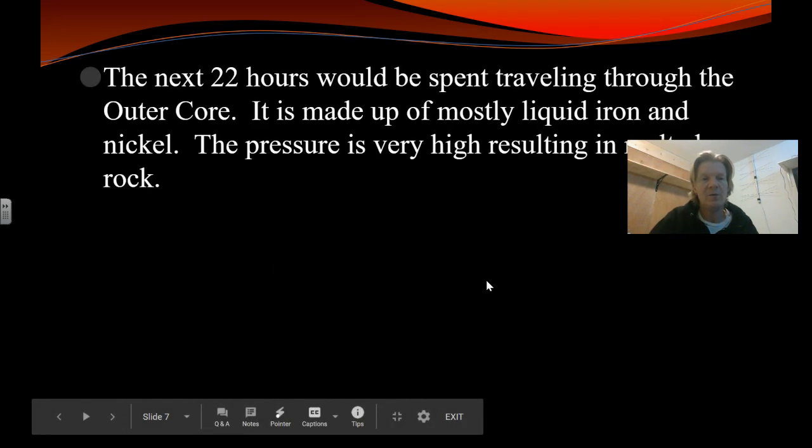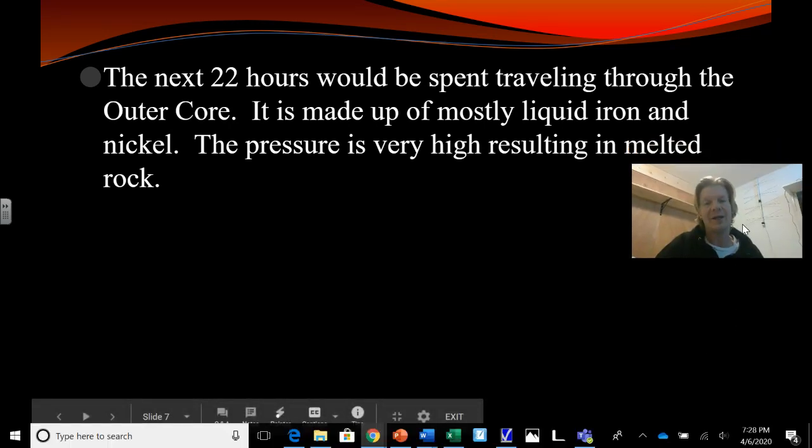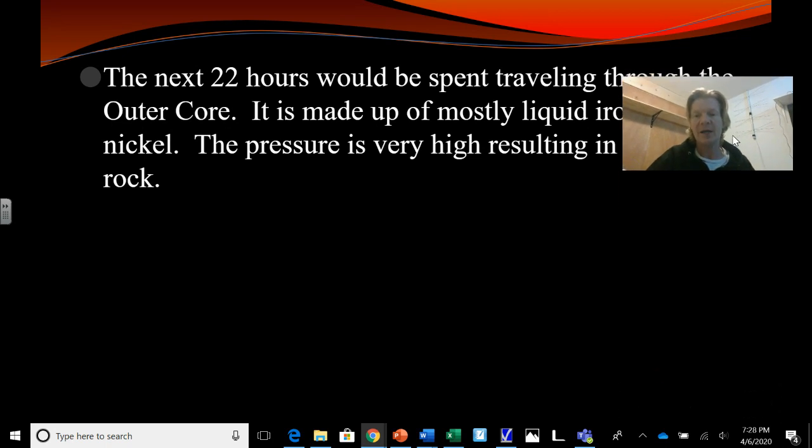As we continue the next 22 hours, so at 100 kilometers an hour, that's 2,200 kilometers, we'd be spent traveling through the outer core. It's made of mostly liquid iron and nickel, and the pressure is super high in the outer core. So it'd be like liquid rock for sure there, molten rock. And very, very hot. The lava we see on the surface sometimes comes from deep down in these convection currents, but that's another lesson for a whole other day. Most of the lava that ends up on the surface is from the mantle. Okay, next point here.